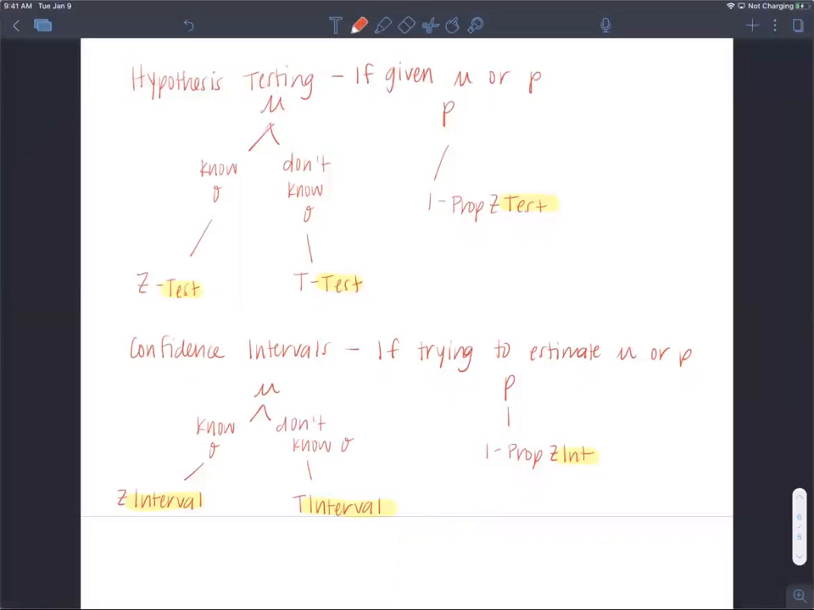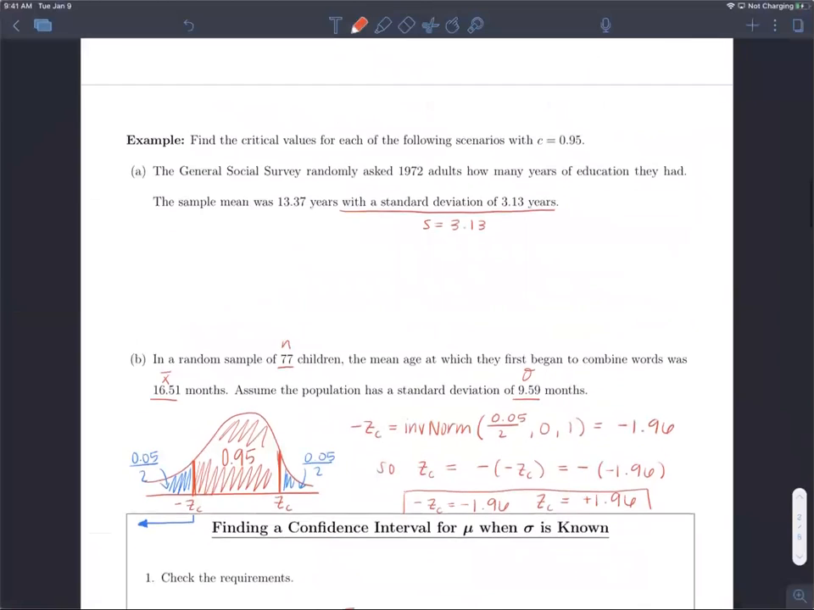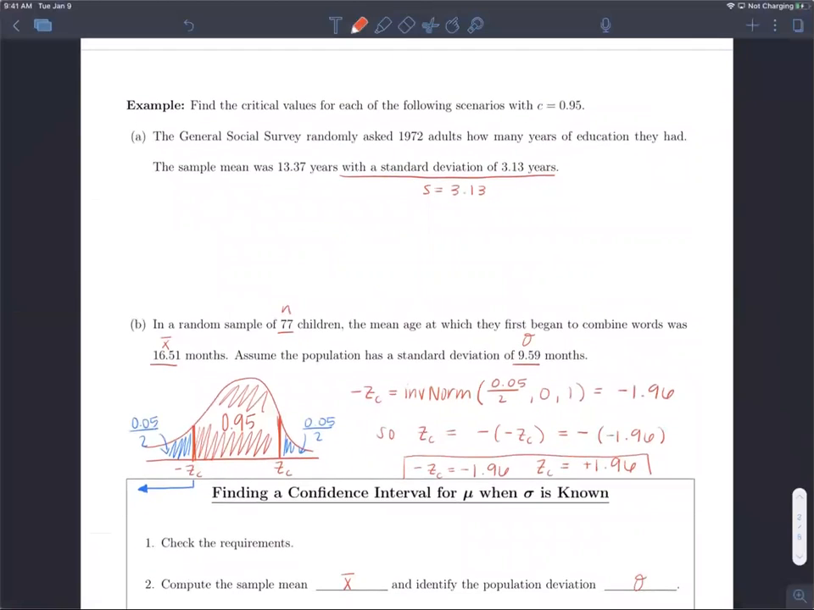Everybody should have this chart down now that I'm done talking about that. So I'm going to go back up and scroll to the other example, although I'm going to be scrolling back and forth quite a bit. This is the first example that we left off on. Find the critical values for each of the following scenarios with C equal to 0.95. In this first one, we are not given the population standard deviation. When I'm not given the population standard deviation, I'm not allowed to use inverse norm. When I can't use inverse norm, I can't find that critical value, right?